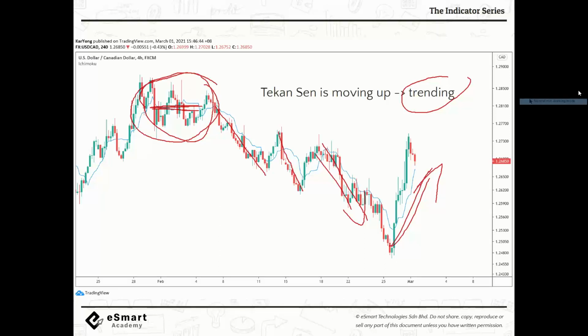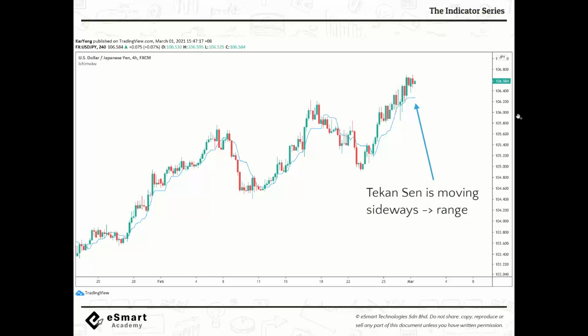Let me show you another chart to give you an example. Now this is a bit more recent. You can see this blue line here is flattening out. It's going sideways. That means we are in a range. Don't trade using Ichimoku. So you can see this is again range, this is again range, don't trade. But when this line is moving in a certain direction, you know the market is in a trend environment, and you'll be able to trade it.